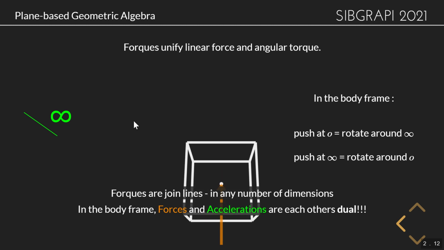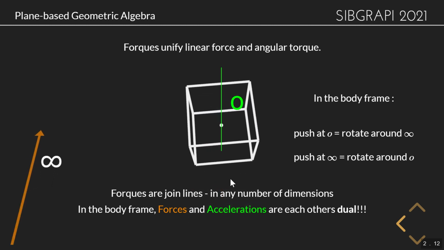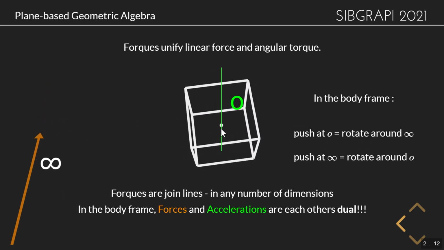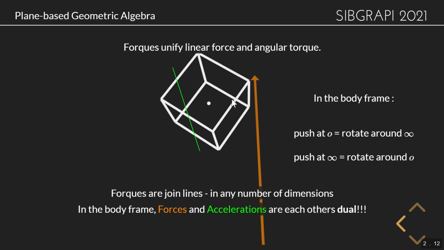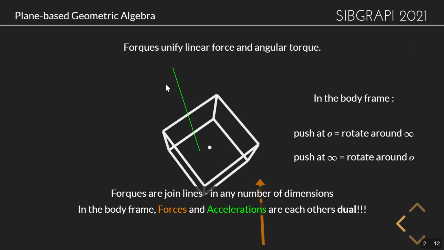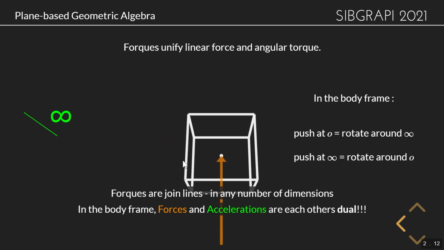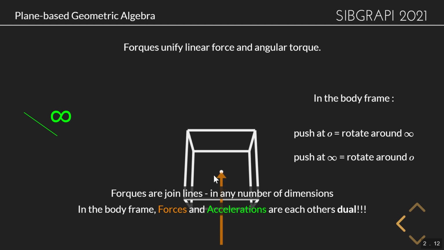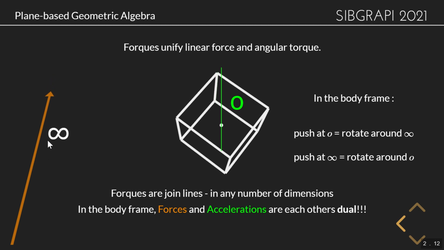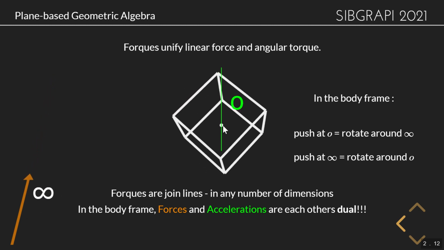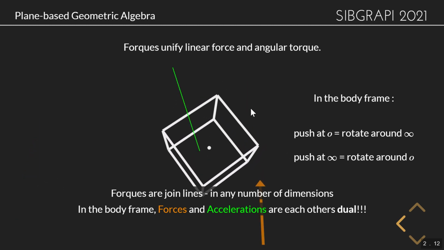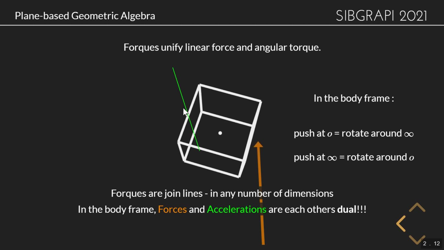And here we can again see the same idea. If you are pushing at the origin, you're creating a rotation at infinity. If you push at infinity, you create a rotation around the origin. And if you push at an arbitrary position, you will get a rotation here. But in all of the cases, this green line and this orange line, they are each other's dual. So here we're pushing at the origin and the dual line will be at infinity. Here we're pushing at infinity and the dual line will be through the origin. And if we push at an arbitrary point in space, the dual line will be here.